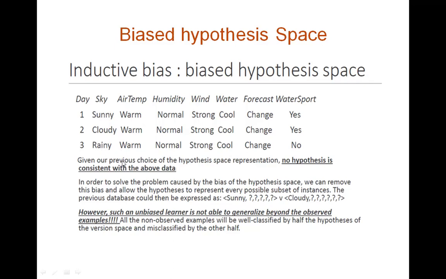Because a question mark means it accepts any value for this attribute. So it will say that the third example is positive, but in our training example, it is negative. So when we use a biased hypothesis space, this kind of problem will occur. Here we can say that no hypothesis is consistent with the above training data. Our data is like that, and none of the hypotheses are consistent with it.